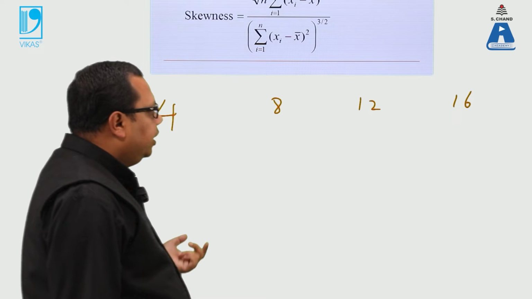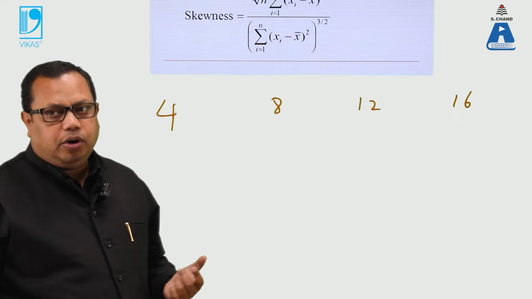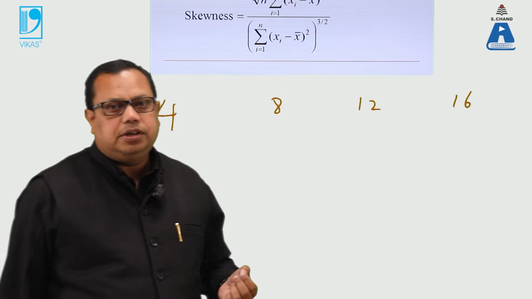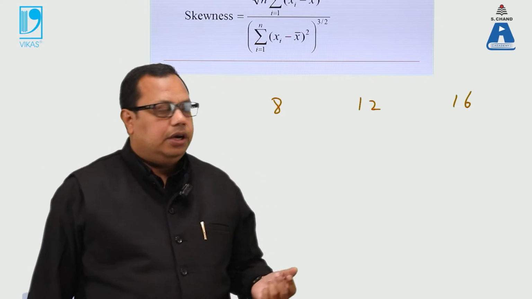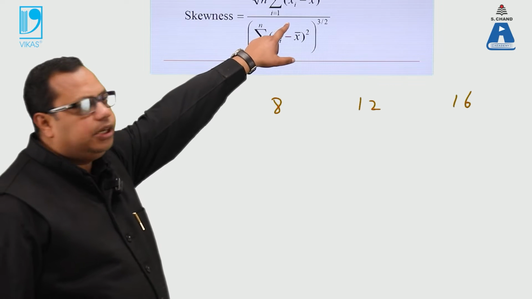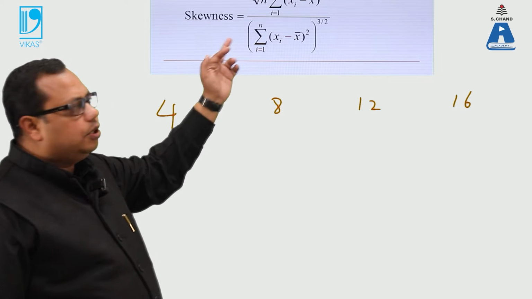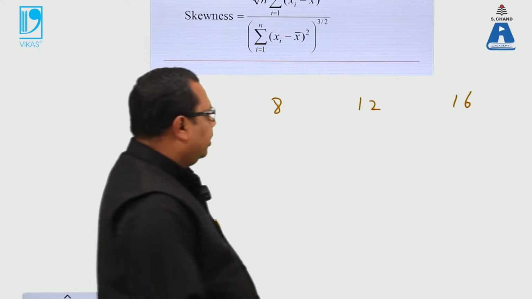So again I am interrelating these things, that the small calculations are very important when we are doing the bigger calculation. In the first part of this chapter, we have learned to calculate the x bar. Now here also x bar is used. So if there is any mistake in the x bar, the entire value of the skewness will be wrong. So first we will calculate x bar.